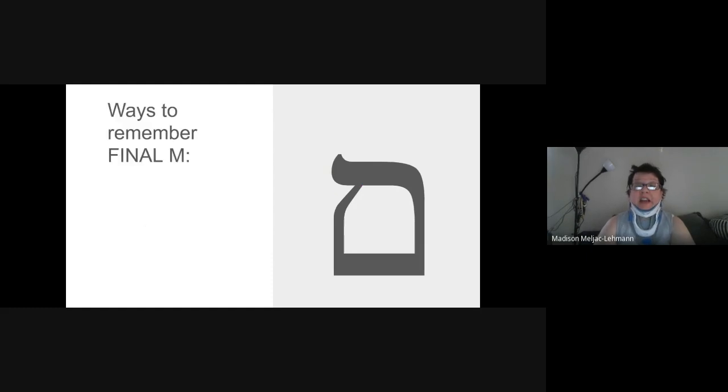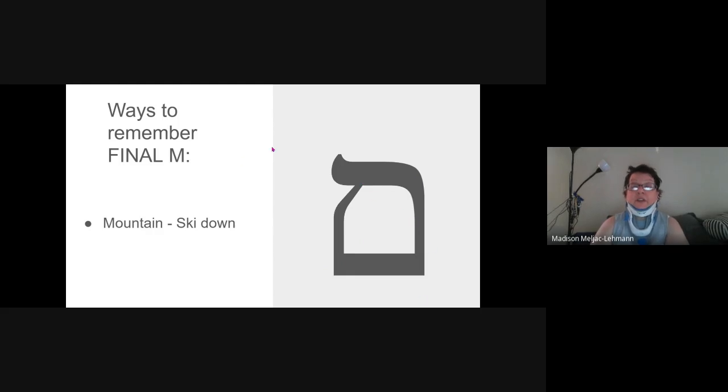As for how to remember final mem, sometimes we just say you close the mountain, and here's a mountain. I don't have any other great ways right now. I'm trying to find better ways, but it's a sealed compartment. But remember, the bottom is flat and the top is flat. They're both flat. And final mem will only come at the end of the word. So if it looks kind of similar, but it's not a flat top and not a flat bottom and it's not at the end of the word, it will not be a final mem. Oh, ski down the mountain. That was the way. Sorry.